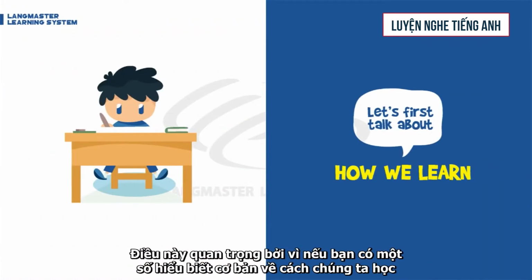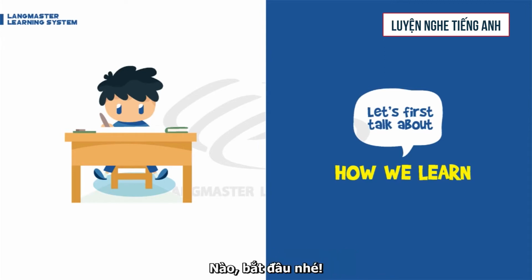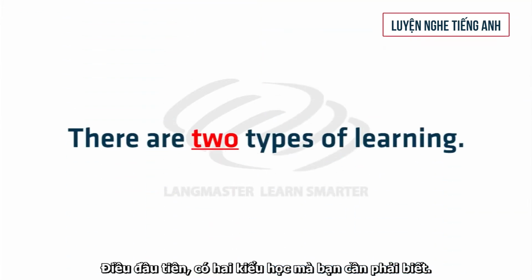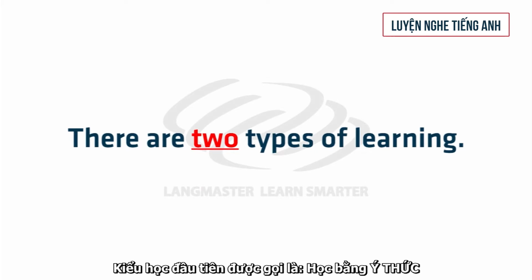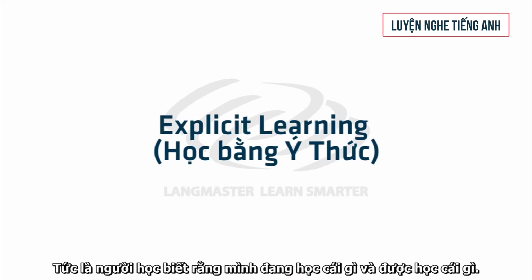This is important because if you have some basic understanding of how we learn, you'll be able to distinguish good learning methods from bad ones. So, let's begin. The first thing you need to know is that there are 2 types of learning. The first type of learning is called explicit learning or conscious learning. This is the type of learning where the learner knows that he's learning something, and also what is being learned.